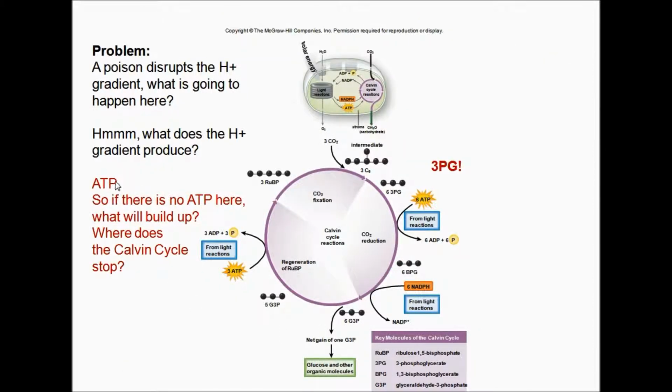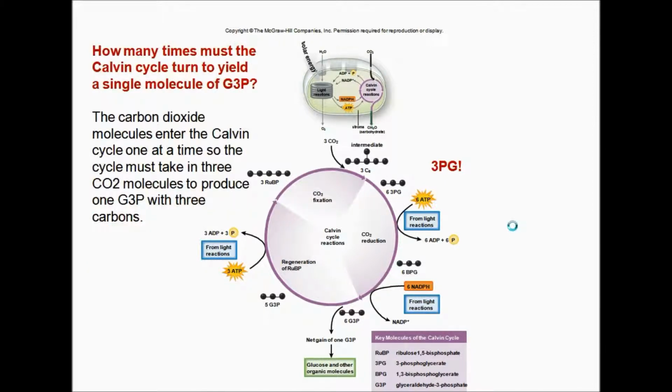So, if there's no ATP, what will build up? And where does it stop in the Calvin cycle? Right here. You see that 3PG? Right there. Because we don't have this ATP coming in because of this whole problem. No more ATP, boom, it stops right there because it can't go to that next step.